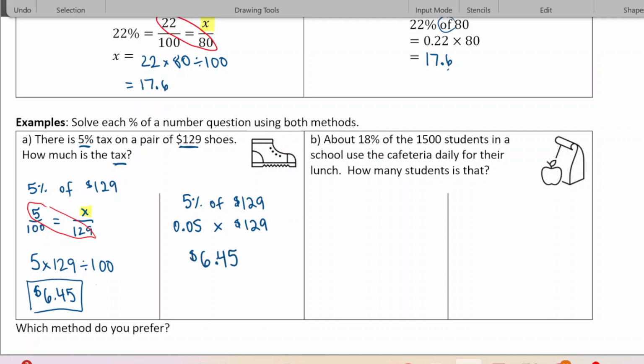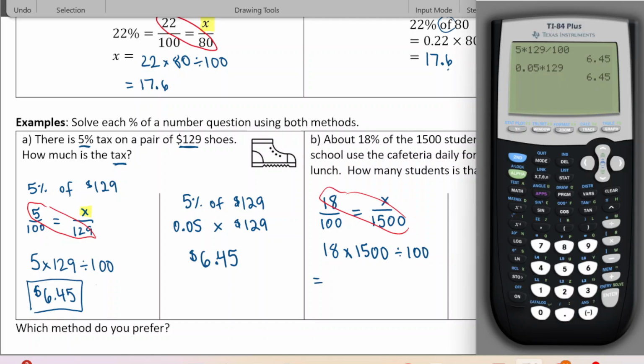Okay, about 18% of students in a school use the cafeteria daily for their lunch. How many students is that? So we want to do a proportion. Again, I recommend you pause here and just try this on your own. 18 out of 100 is 18%, and we want to know how much out of 1,500 that is. So we want to do our cross multiply: 18 times 1,500 divided by 100.